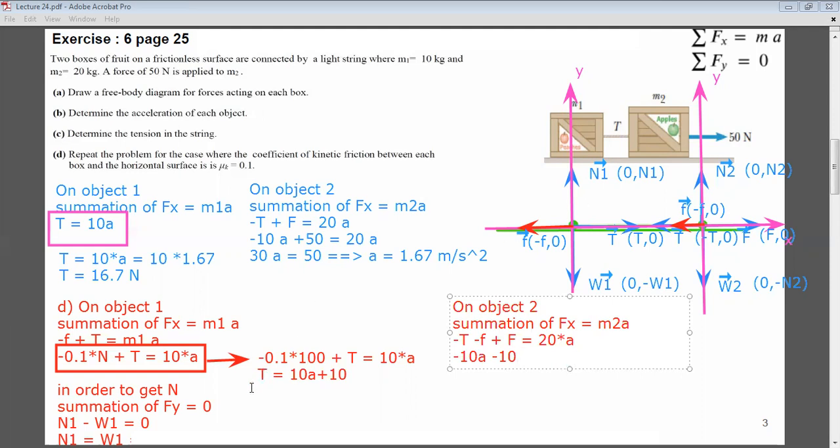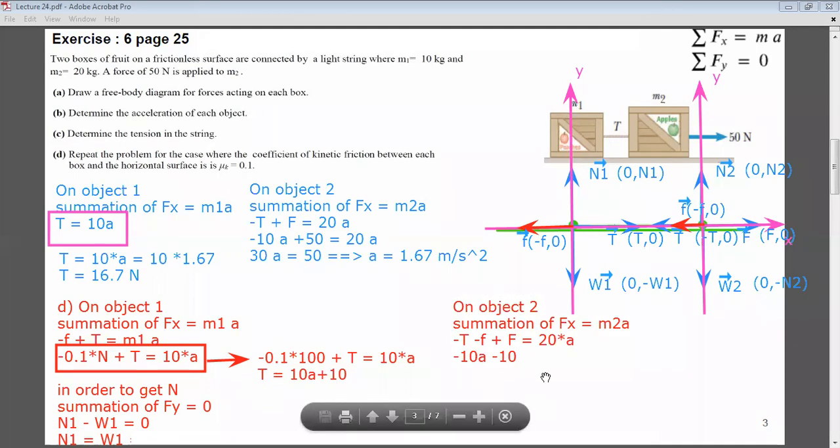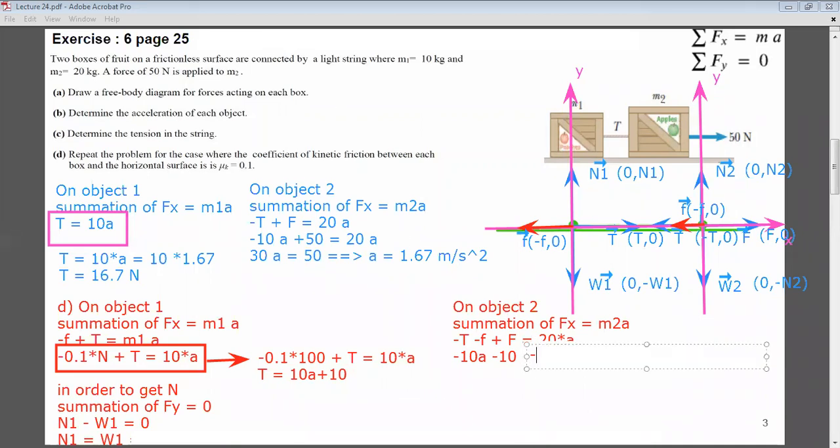I plug this T over here. Okay, let's continue. Minus f, which is minus mu, which is 0.1, times N2, plus F, which is 50, is equal to 20 times acceleration.